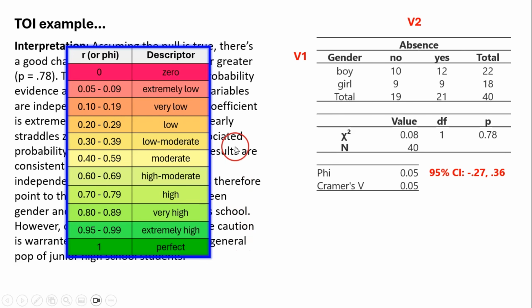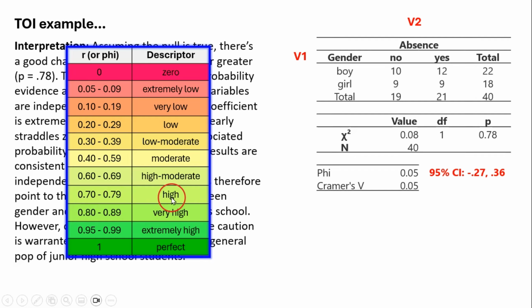Now I also have here, that I just pulled up, my rendition of going through the literature and making an attempt to come up with some standards for the Pearson correlation or the phi effect size correlation. Based on my review of the literature, if you look at 0.05 to 0.09, that would be an extremely low correlation. 0.1 to 0.19, very low. 0.2 to 0.29, low, etc.